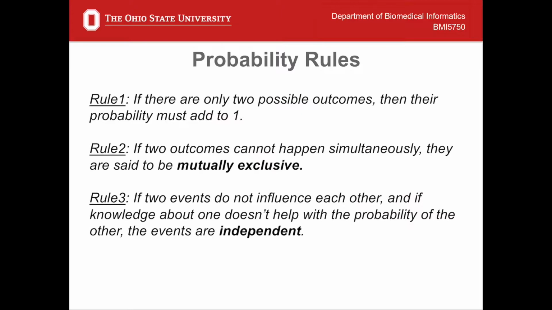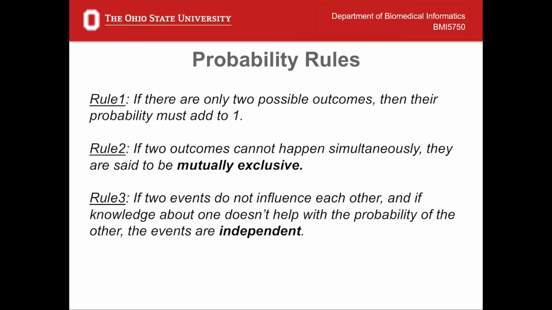The second rule is if 2 outcomes cannot happen simultaneously, they are said to be mutually exclusive. We still take the example of tossing a coin. Because the coin can either be heads or tails, it cannot be heads and tails at the same time. So these 2 outcomes are mutually exclusive.